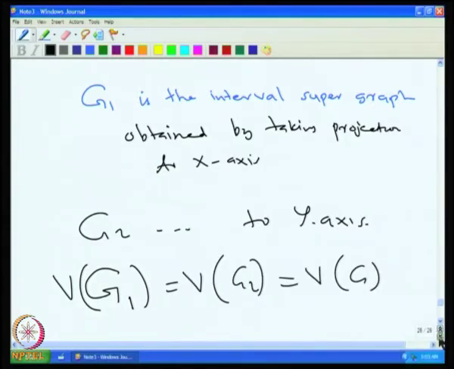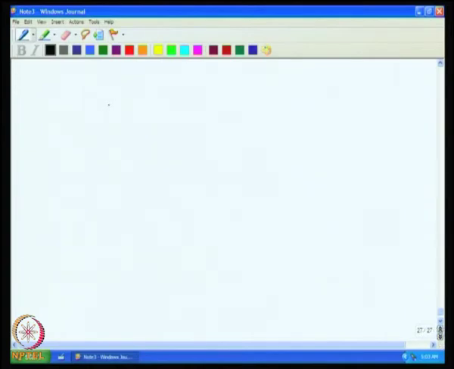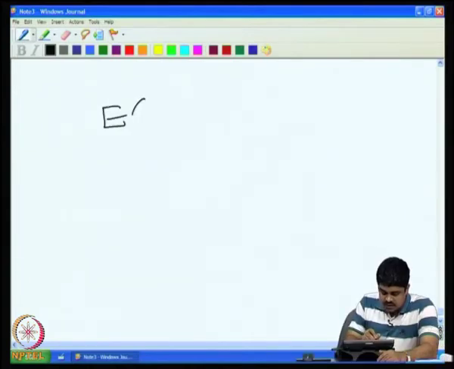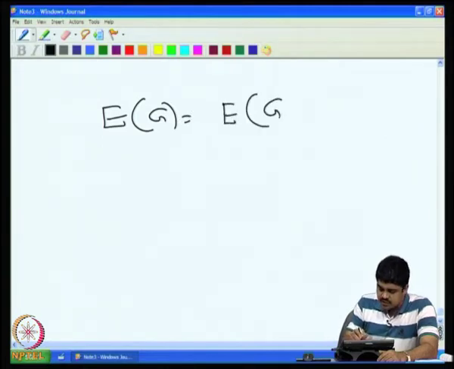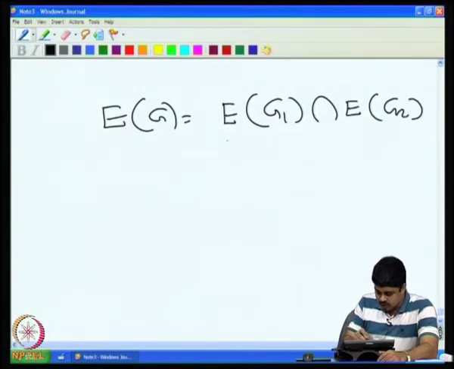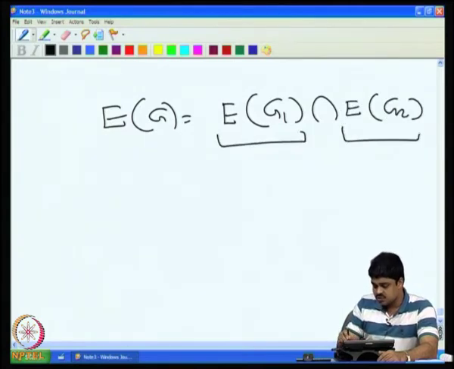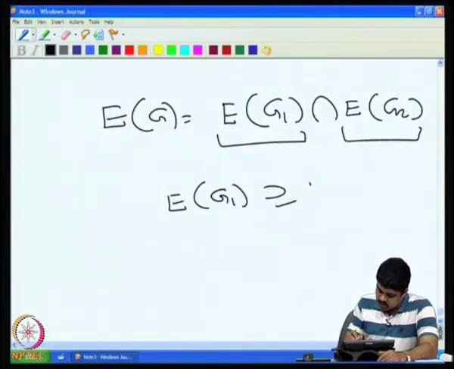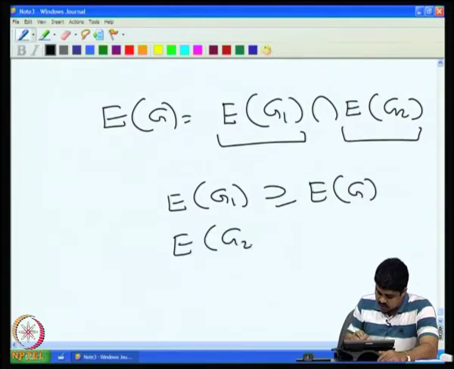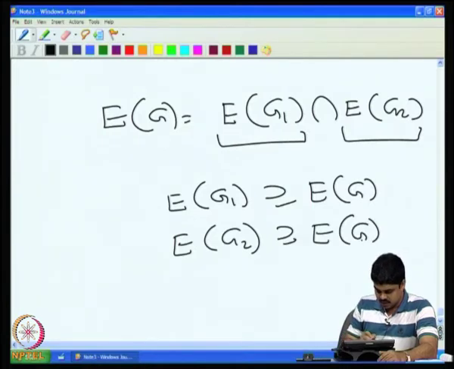But on the other hand, if you consider the edge sets, we can easily see that the edge set of G is equal to the intersection of the edge set of G1 and the edge set of G2. To see this, we have already observed that EG1 and EG2 both are supersets of EG, isn't it? Because whenever there is an intersection, we anyway get that.